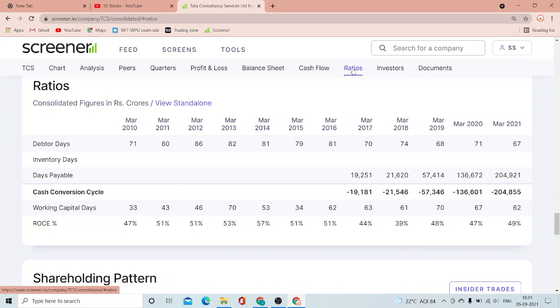Now next is ratios. In this you will be able to understand the various ratios like ROC, working capital days, debtor days, etc. So based on this you will be able to know the performance of the company in previous years. Like here it is shown from 2010 to 2021. So you will be able to better compare the organization performance in terms of all these ratios for previous years.